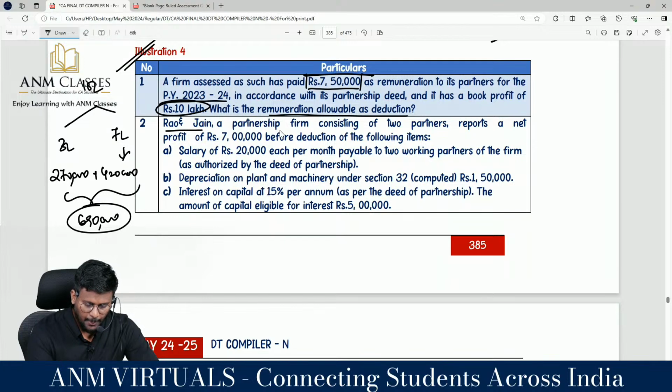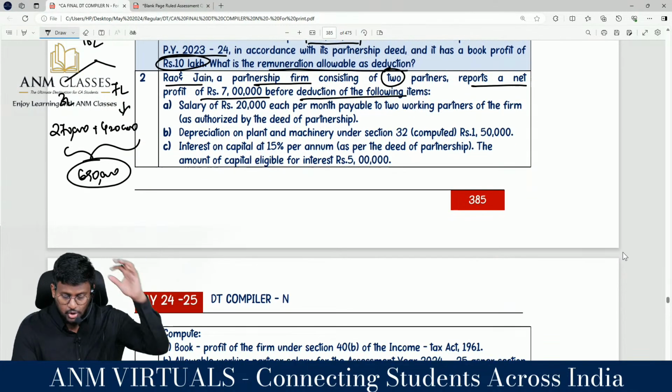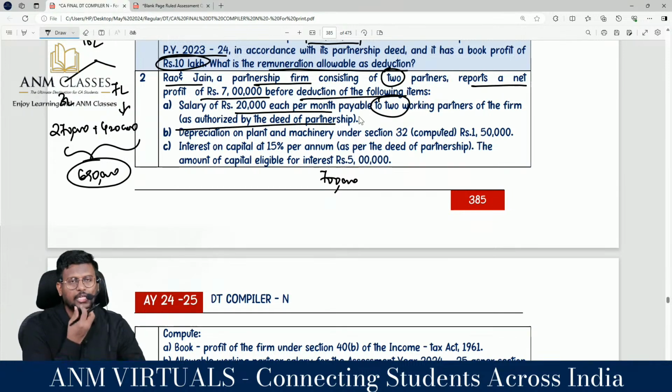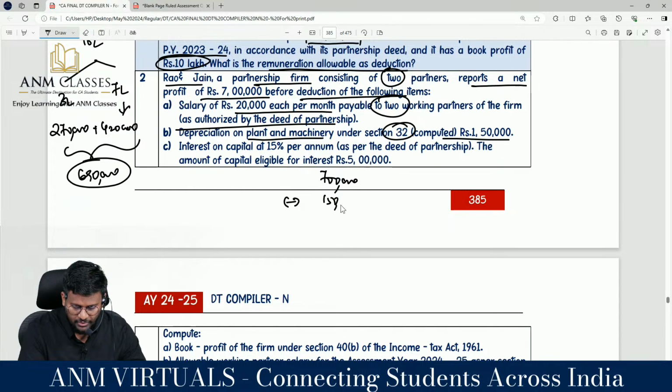Rao and Jane, a partnership firm consisting of 2 partners, reports a net profit of 7 lakh before deduction of the following items. So net profit as per P&L account is 7 lakh. Okay, fine. Before claiming this item, salary of 20,000 each per month payable to 2 working partners of the firm as authorized by the deed of partnership. I am going to calculate the salary only, so I cannot reduce salary. Depreciation on plant and machinery under section 32, 1,50,000. This can be reduced, my dear lovable students.